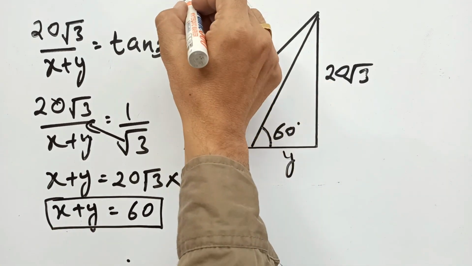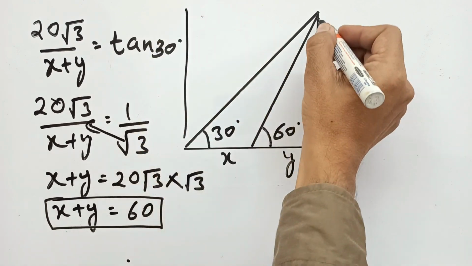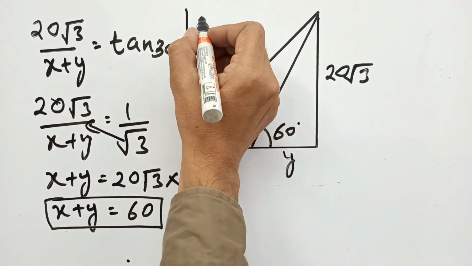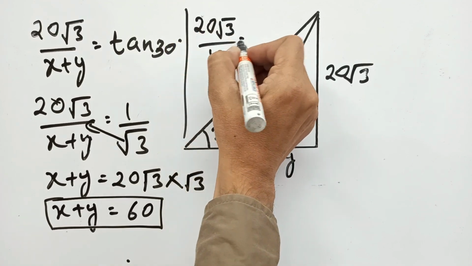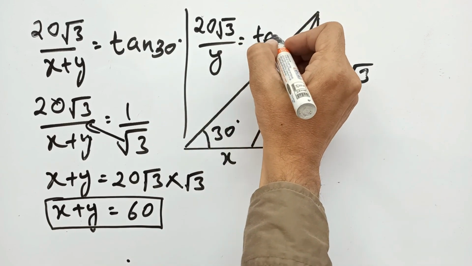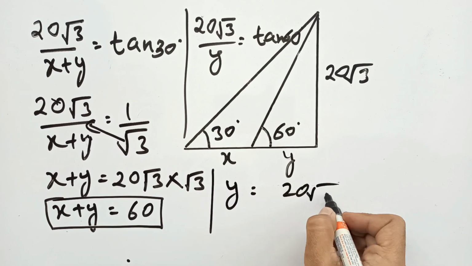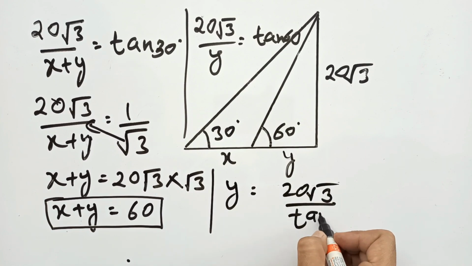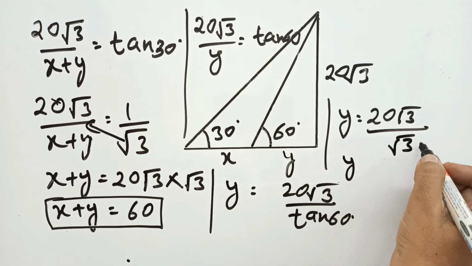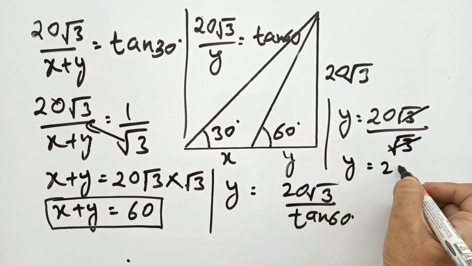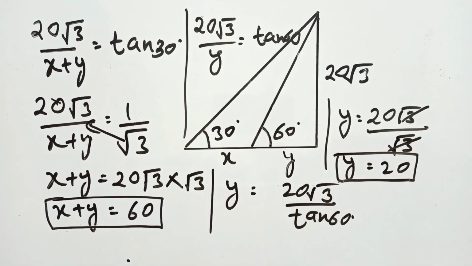Now in the smaller triangle, 20 root 3 upon y is equal to tan 60 degree. So y is equal to 20 root 3 upon tan 60, and tan 60 is root 3. Root 3 cancels. So y is equal to 20.